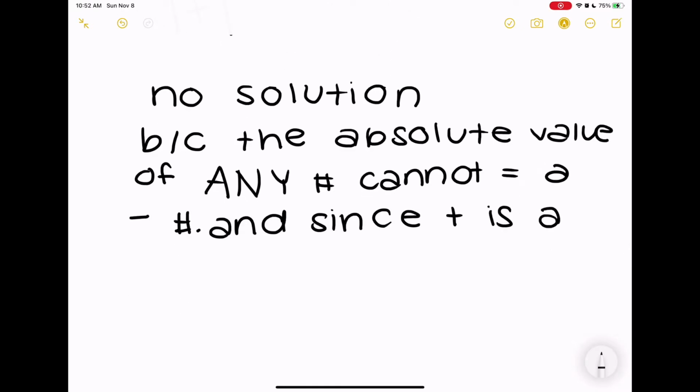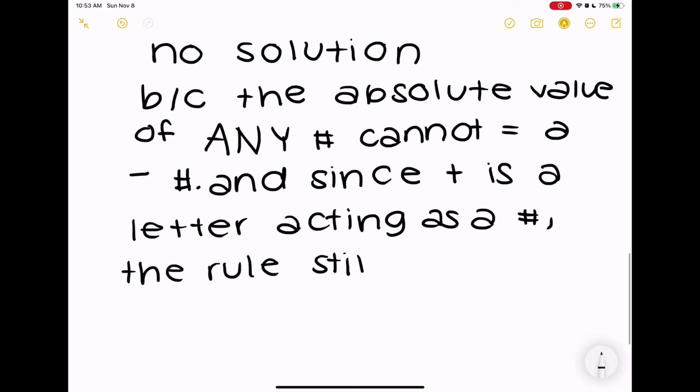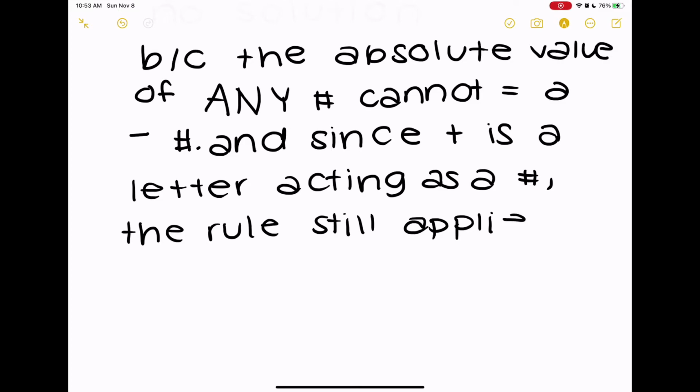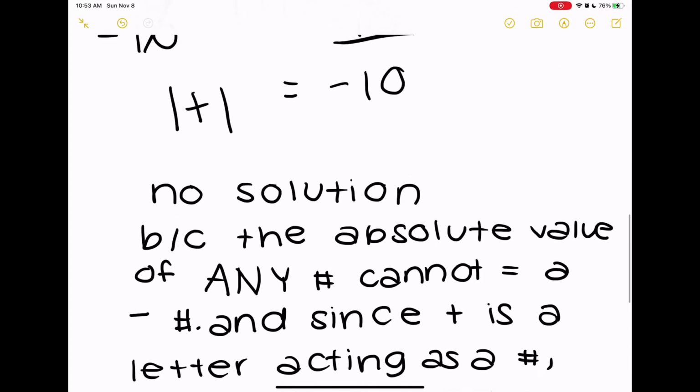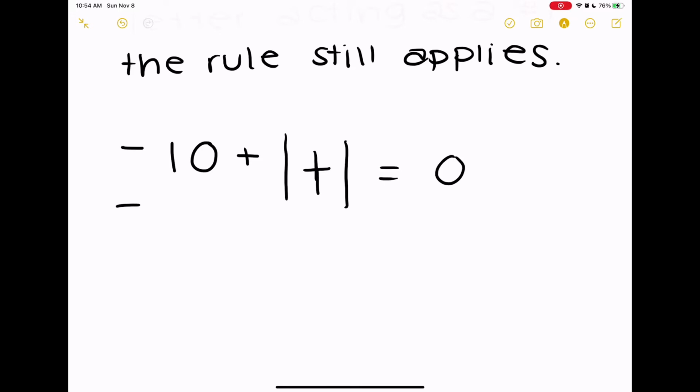Because as I stated before, a negative number will become a positive number. So the absolute value of any number, no matter what that number can be, cannot be negative. That's why this problem has no solution, because technically this equation says there's a negative value for the absolute value of a number.